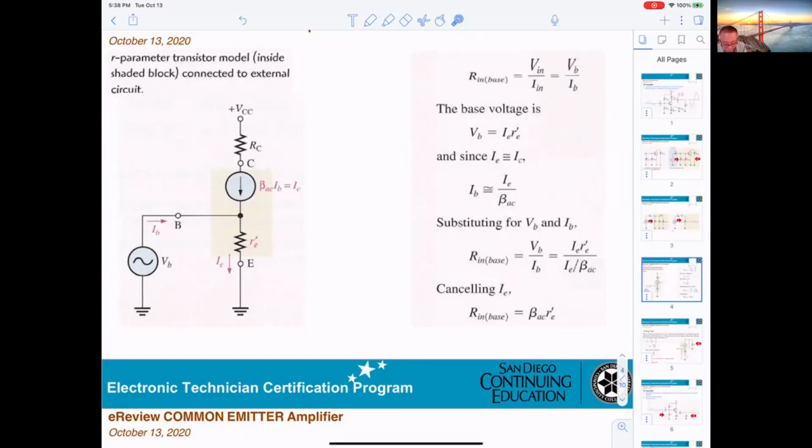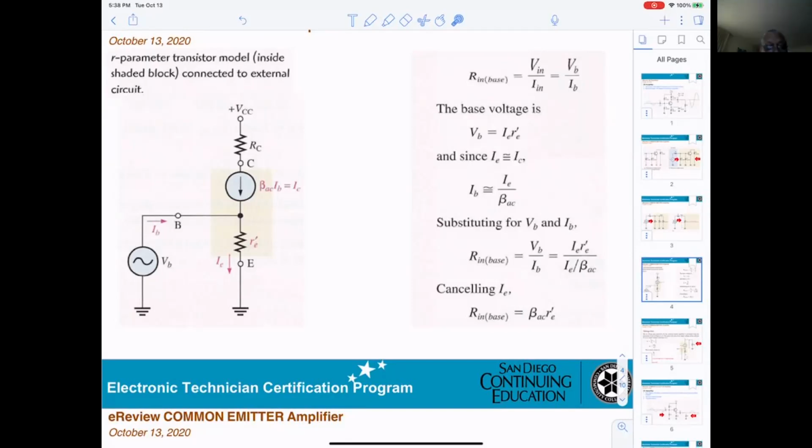you also get a small resistance R prime E. So this is inside the transistor. And you know R prime E equals what? The formula is 25 millivolt divided by IE.